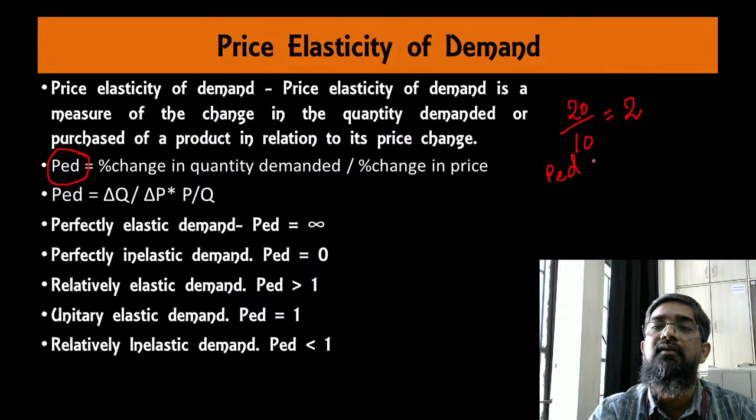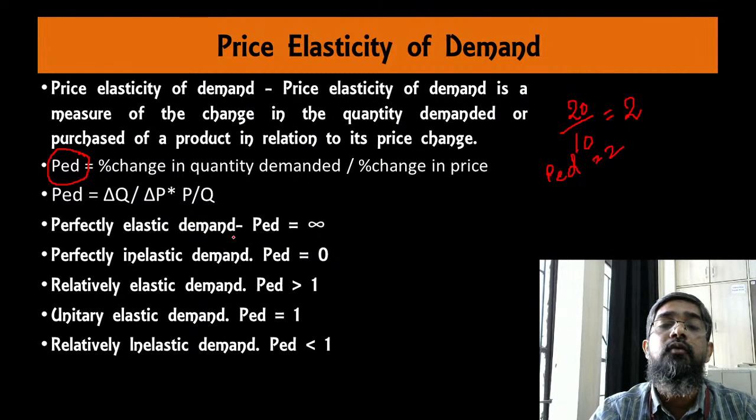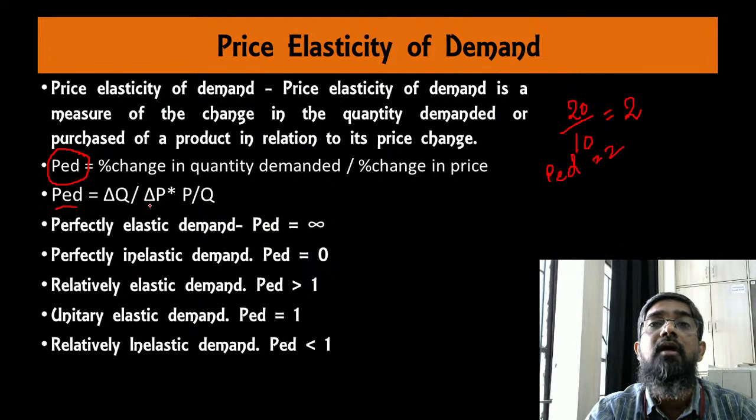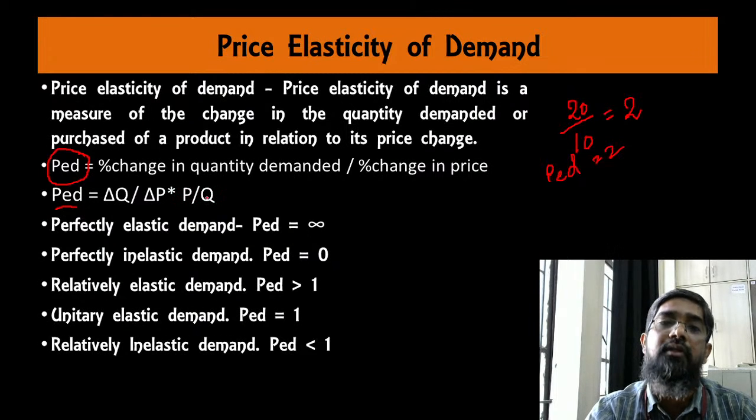So when the values are given in percentage terms, you can easily calculate price elasticity of demand. This is equal to 2 as in this example. If you need to calculate it, you can apply this formula. Arithmetically this formula can be written: price elasticity of demand is equal to delta Q upon delta P multiplied by P upon Q. We will discuss this in detail when we discuss methods of measuring price elasticity of demand.